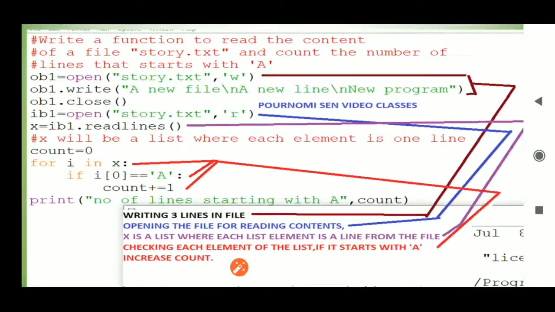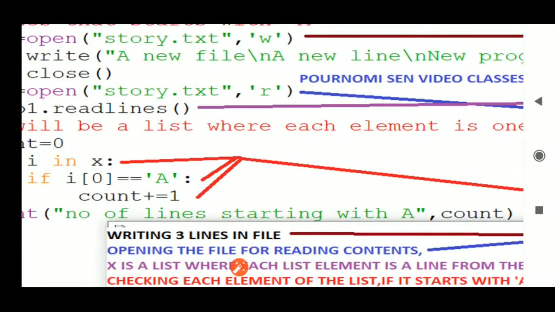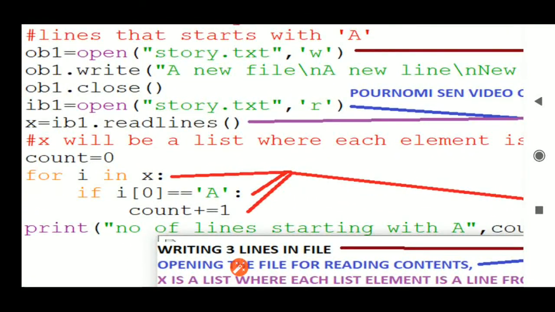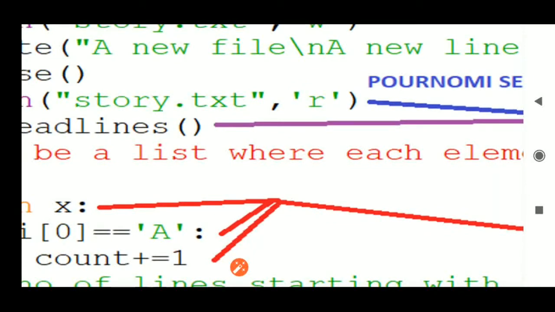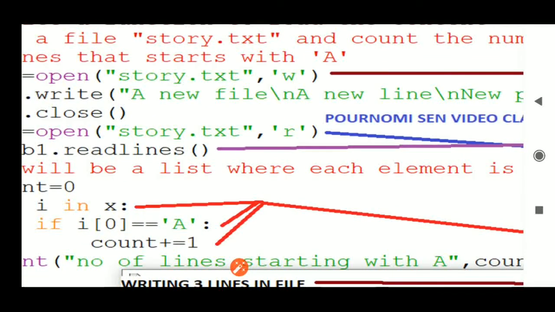ib1 equals open story.txt in read mode. That means we are opening the same file where we have written the content, where we have written 3 lines. We are again opening the file in reading mode. How to understand that we are just opening it in reading mode? As you can see, we have taken this reading mode from here. Okay, so we are doing it.